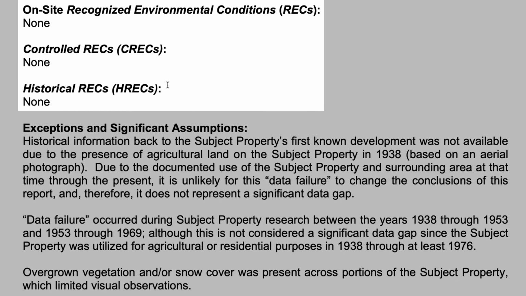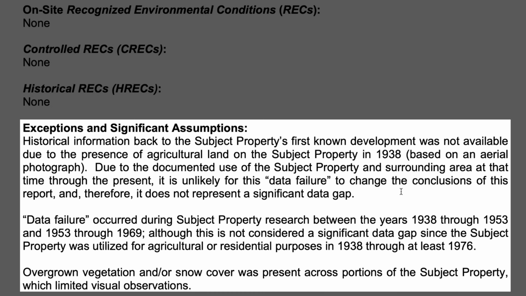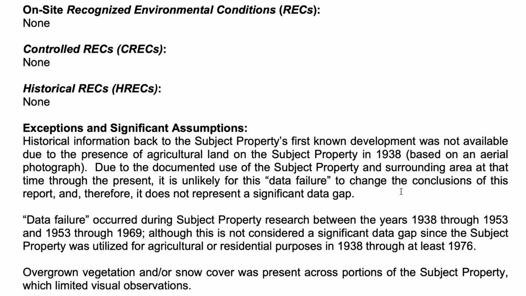So no RECs, no controlled RECs, and then exceptions and significant assumptions. So this kind of spells out if there was any big or even small pieces of information that we would normally be looking for that we couldn't find and couldn't account for. This is what they are.